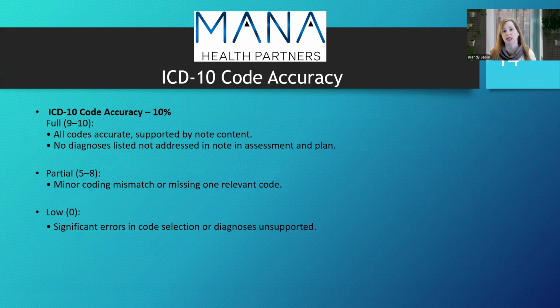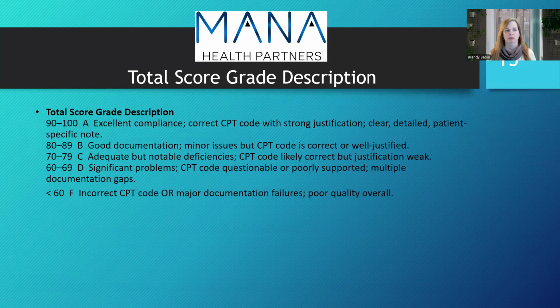So if your assessment is chronic pain and your ICD-10 code is R52, which is just regular pain, they're going to take points off of that. It has to be G89.4, which is chronic pain. So if you're saying chronic pain, then it needs to match. Likewise, if you're saying left lower extremity pain, then that's the ICD-10 code and not chronic pain. So make sure that your ICD-10 codes match.